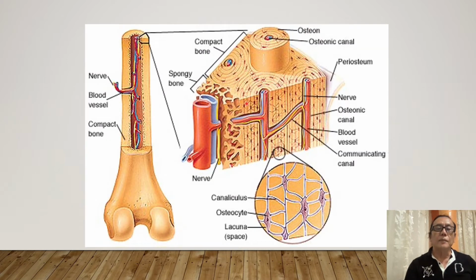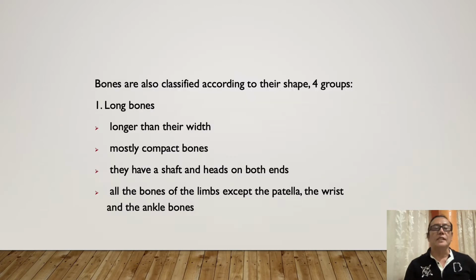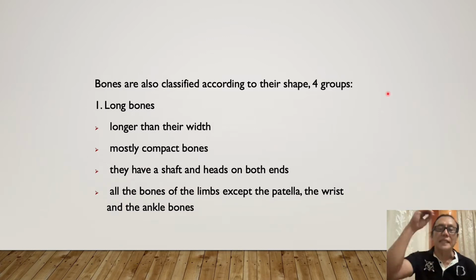So this part here is the compact or cortical, they are solid. This part here is the spongy or medullary. As you can see, you can see the spaces. And bones are classified according to their shape. First, we have the long bones, those that are long. These are the bones that are located in our upper and lower extremities. So they are extremities, that's why they are very compact bones.